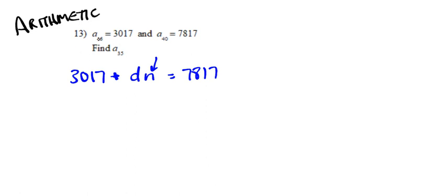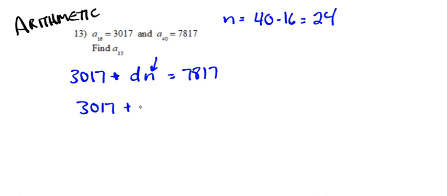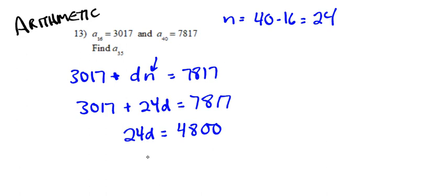All right? So what is this n? How many common differences do I have to do to get from 16 to 40? To do that, you just do 40 minus 16 is 24, and boom, that is your n. 3017 plus 24 common differences is 7817. So 24 common differences is 4800. So the common difference is 200.